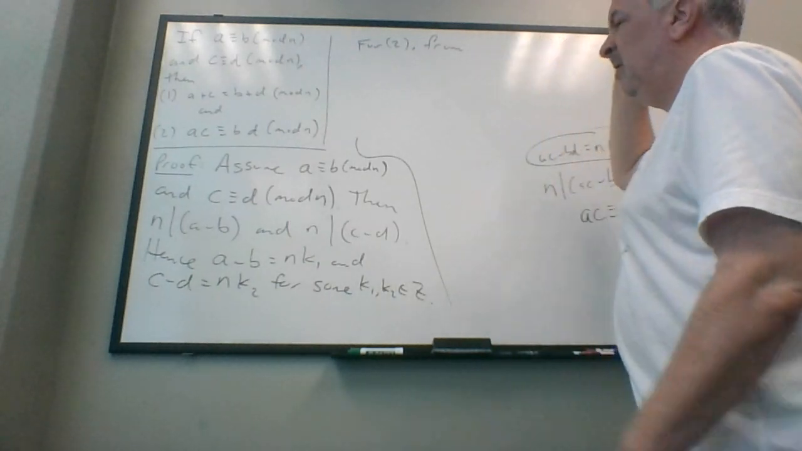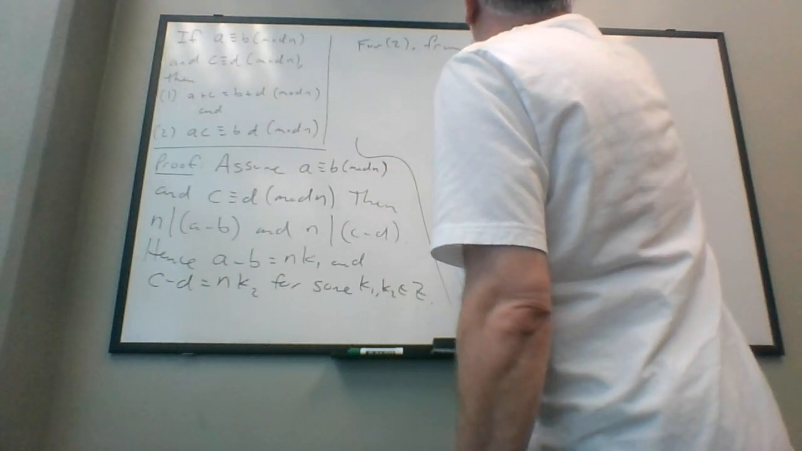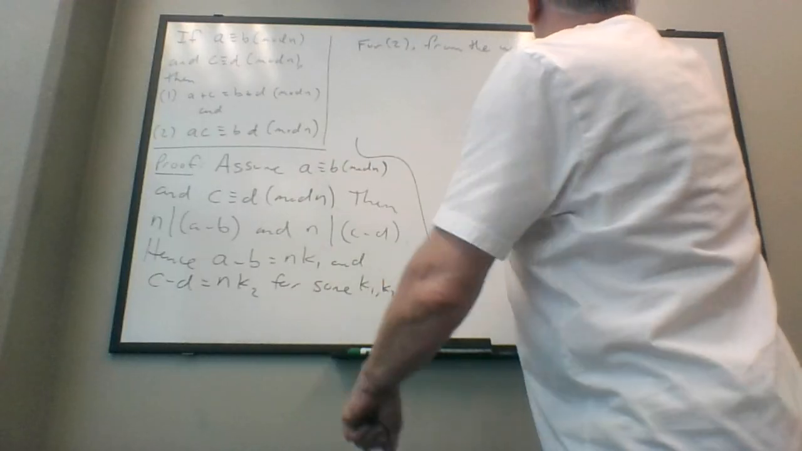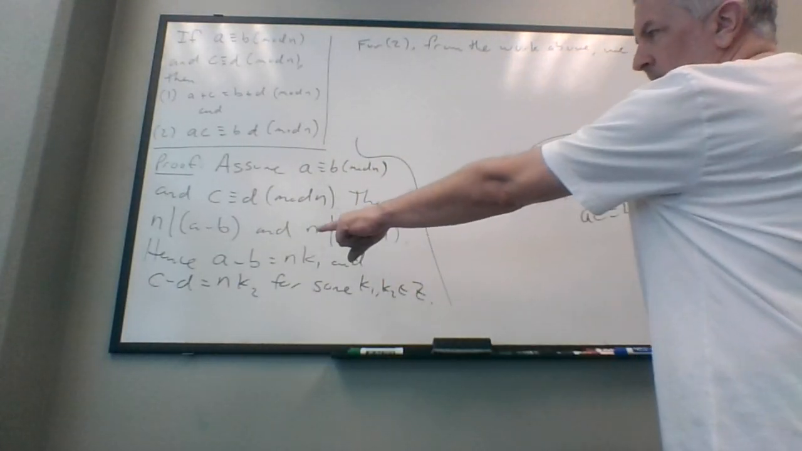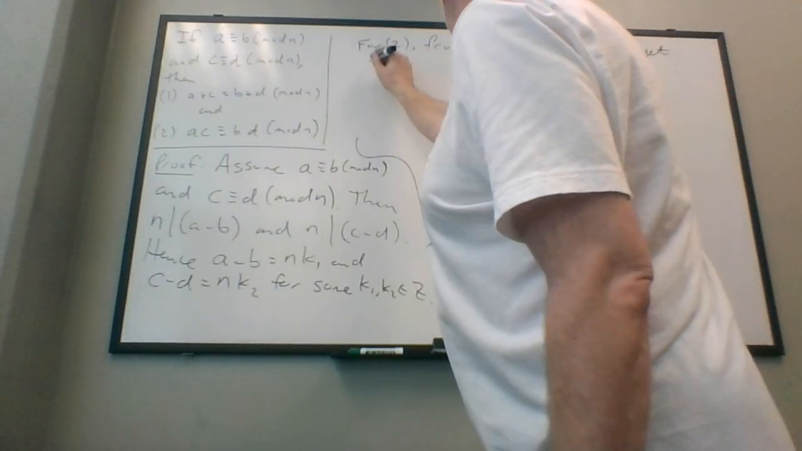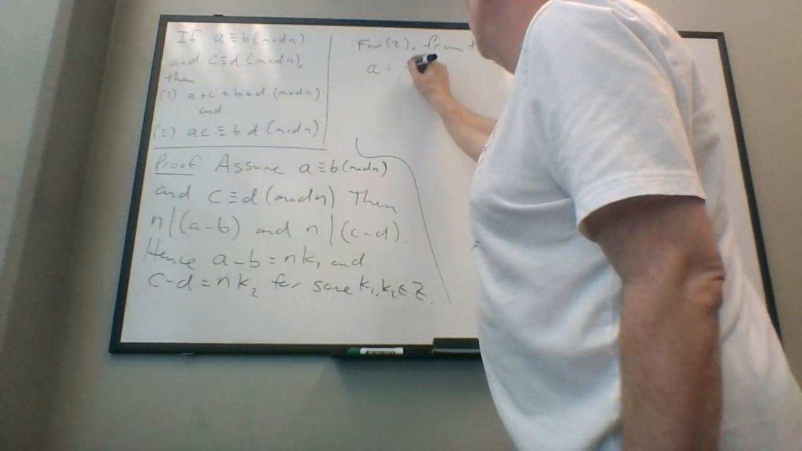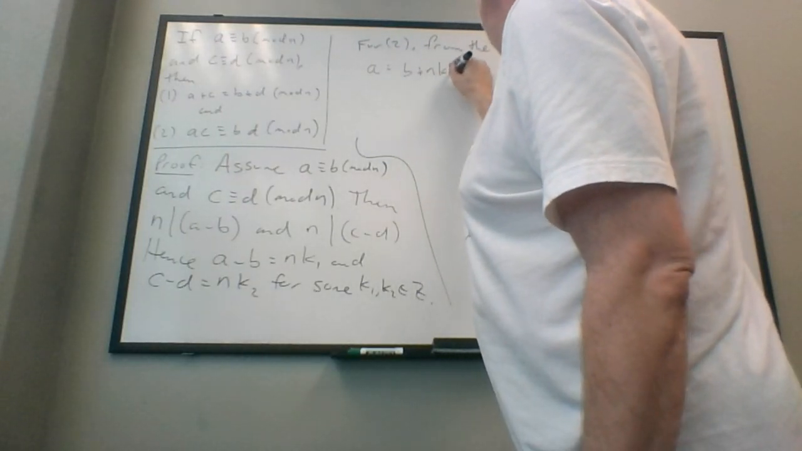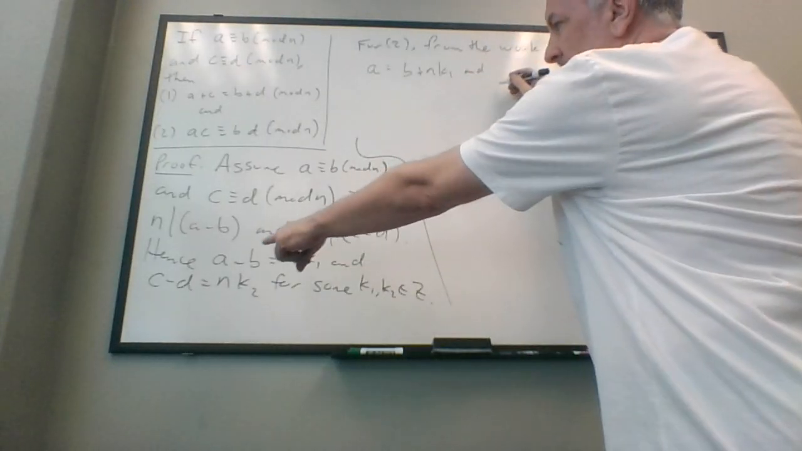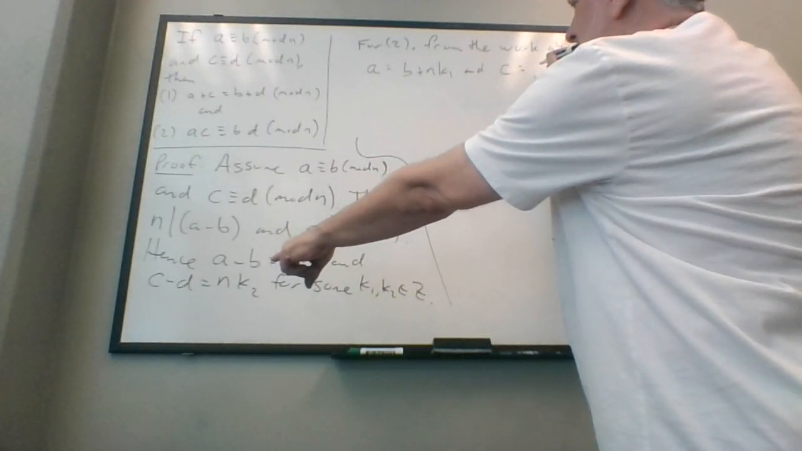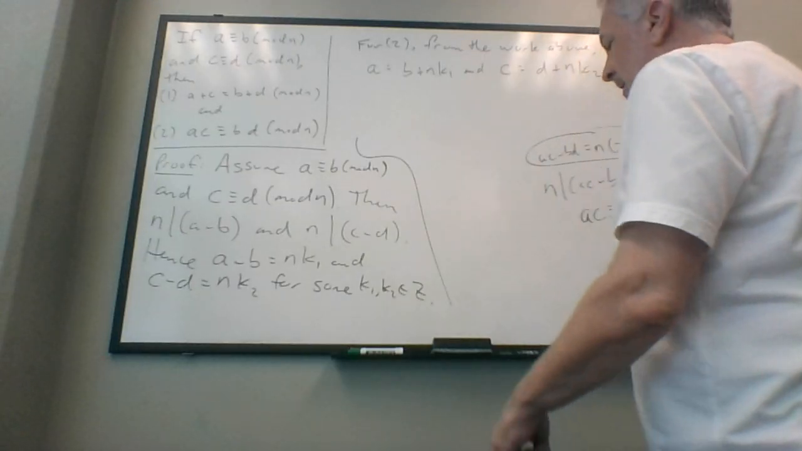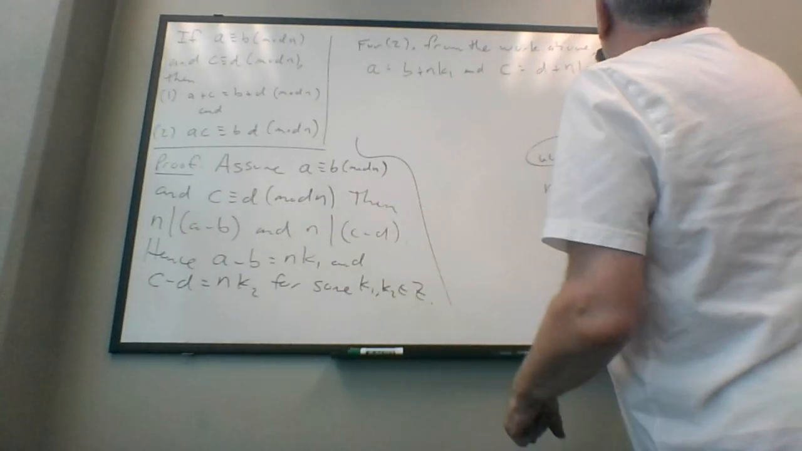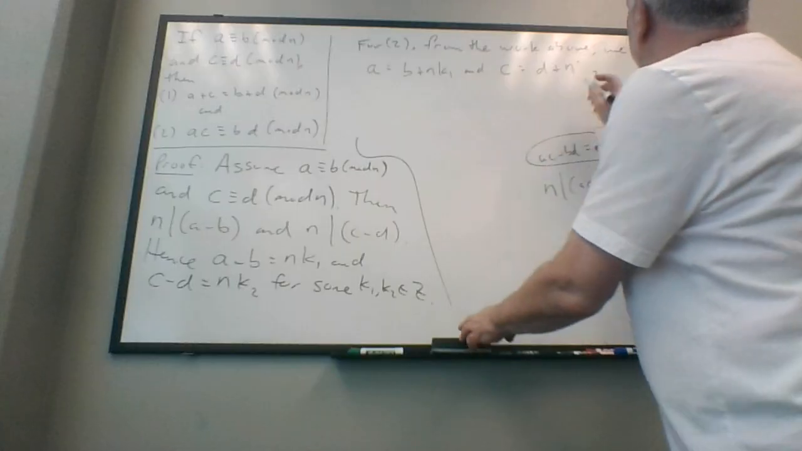How do I want it? From the work above, we get, okay, so I'm going to solve for A here. So we get A is B plus NK1. So I'll solve for A. And solving for C, I get C is D plus NK2. Again, if the reader just looks above, they'll see what I did, I hope.